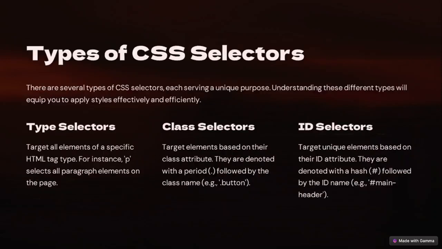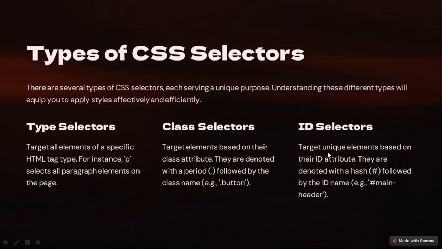The first type of selector we have is the type selector, as you can see. Type selectors target all elements of a specific HTML type, for instance, a P tag. Then we have the class selectors, which target elements based on their class attributes. They are denoted using a period, which is a dot, followed by the class name. For example, if you go to your code and give a particular class name of joy, to make use of that class, you have to say dot joy.